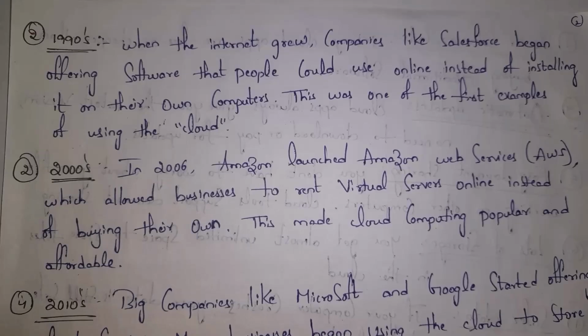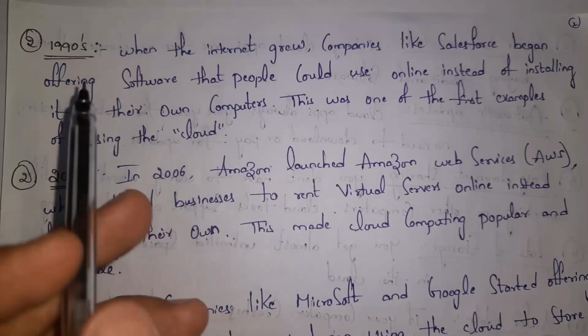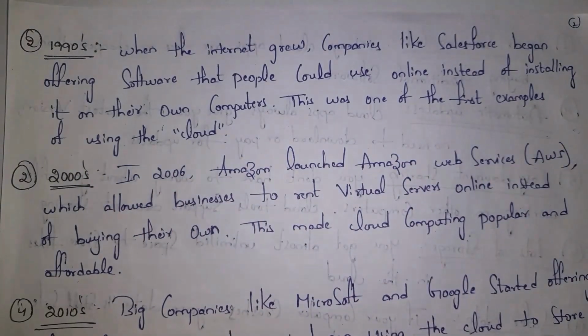Guys, I will give one real-time example. Normally, if you consider MS Office, you need to install MS Office on your computer in order to work. But instead of installing MS Office on your computer, you can work with MS Office on the internet itself. And if you want to play games, you need to install those games. But instead of installing games on your computer, just by using the internet, you can play online games. So in the 1990s, companies like Salesforce began offering online software instead of installing that software on your computer.